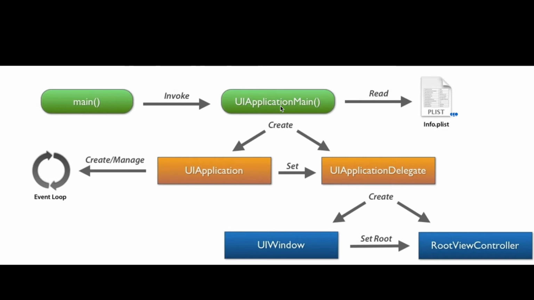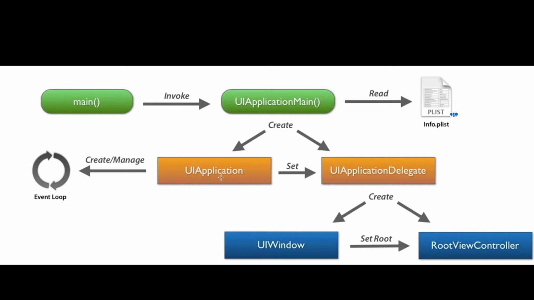It first reads the configuration file called the info.plist file. It contains general configuration such as product name, bundle identifier, and which device types it supports. After reading the plist file, UIApplicationMain creates an instance of the class called UIApplication. Every iOS application has one instance of UIApplication running at all times, responsible for managing the general lifecycle of the application.